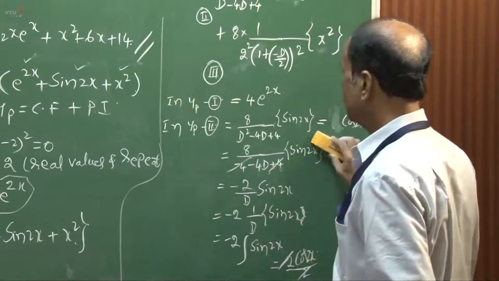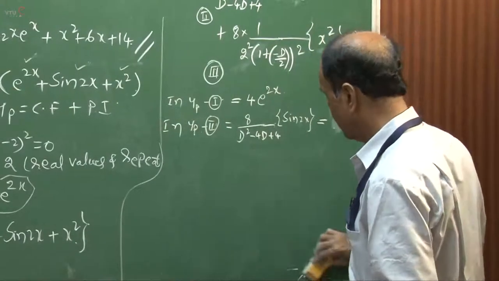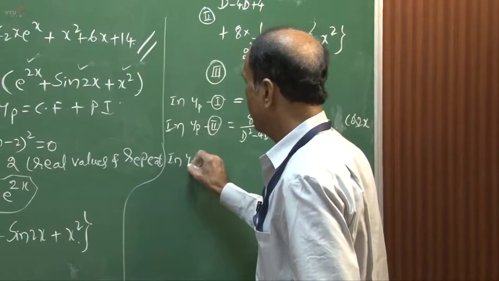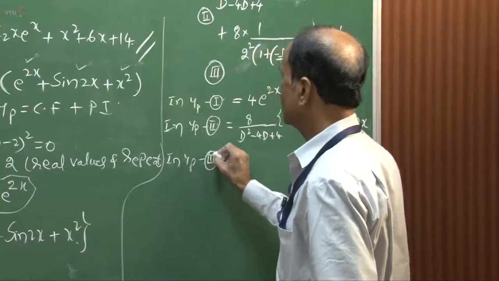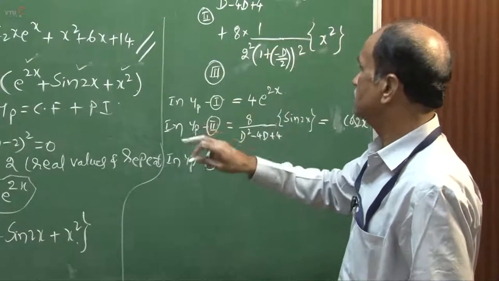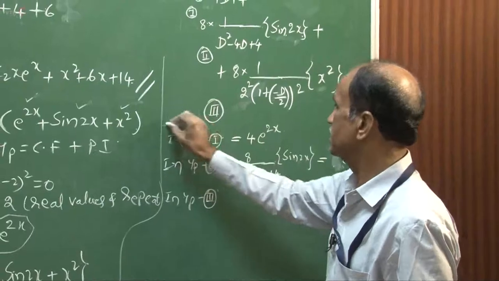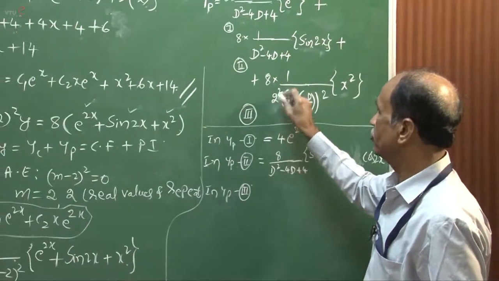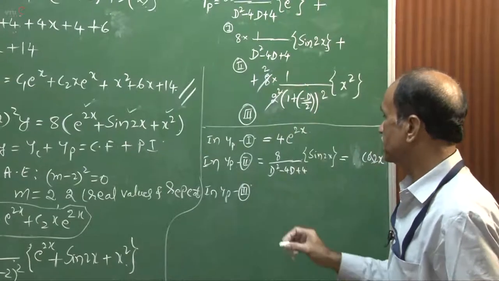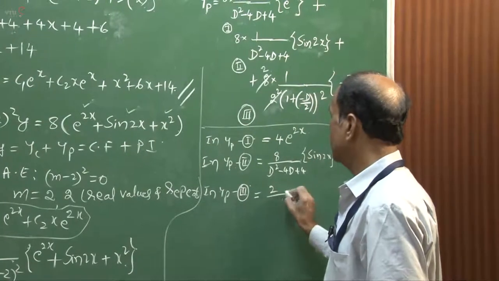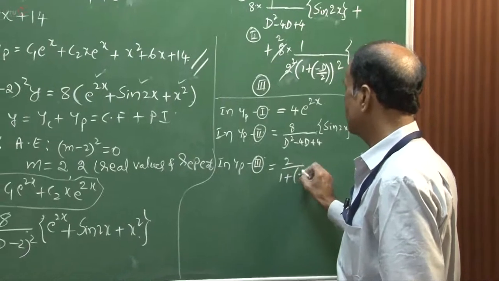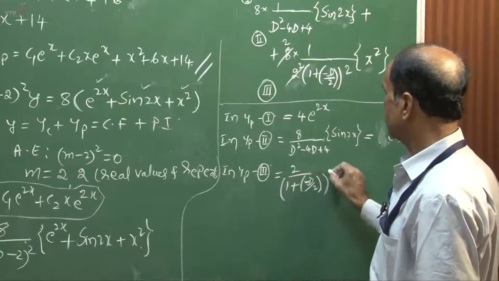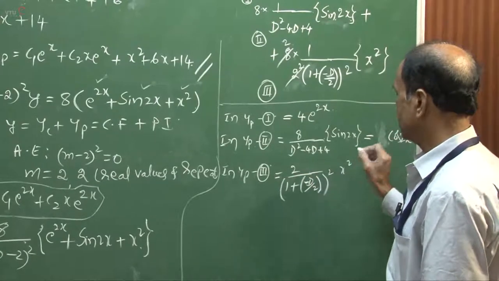Now the third term you have to discuss, that is regarding polynomial term. What is that? In YP, that is third term. I am doing it separately. Now this is first, this is second, and this is third. Okay. What is that third term? That is 2 square I have taken. 2 2s are 4. This comes to be 4 2s are 8. Therefore, that is equal to 2 divided by 1 plus of, it is minus d by 2, and it is made as whole square, that is on x square, right?